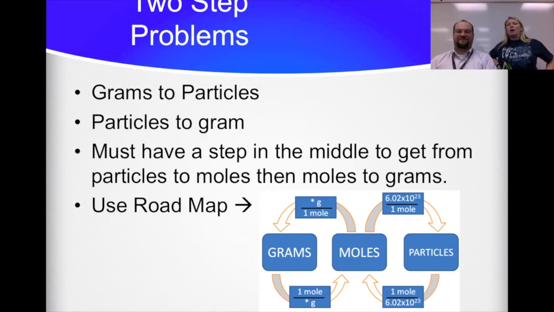Okay, so the point of the two-step problems is to go from anything from grams to particles or particles back to grams. What I like to call this is a roadmap. It shows you how to go. When we do these two-step problems, I think of it like a road trip, and you always have to take a pit stop. Anytime you're doing the two-step problems, you always have to make that stop at a mole first and then go to the particles. Okay, gotcha. So we're going to do some problems.